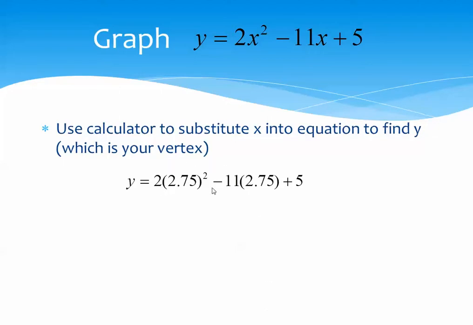We know that we have to do our exponents first. So we're going to do 2.75 squared in our calculator, then we're going to multiply it by 2, and we're going to write down that number. We're going to multiply 11 and 2.75 together, and write down that number. Then we're going to go this number minus this number plus 5. I'm going to give you a minute to do that on your own.